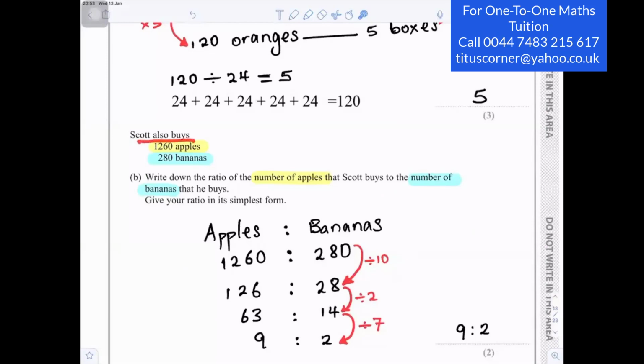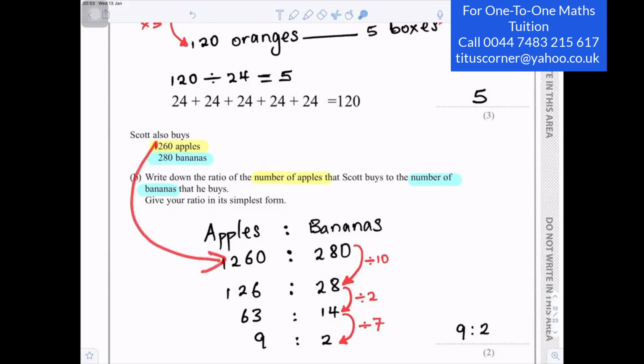Scott also buys 1,260 apples and 280 bananas. Write down the ratio of the number of apples that Scott buys to the number of bananas that he buys. Give your ratio in its simplest form. Apples is to bananas.